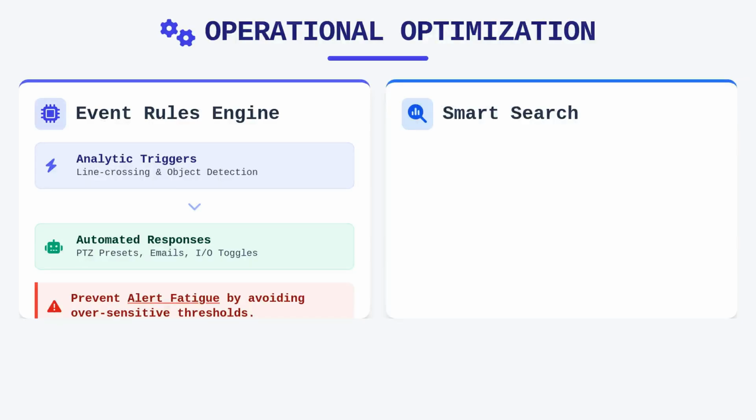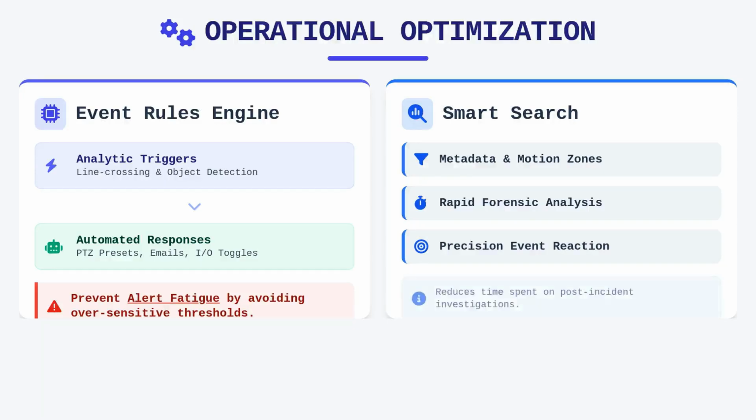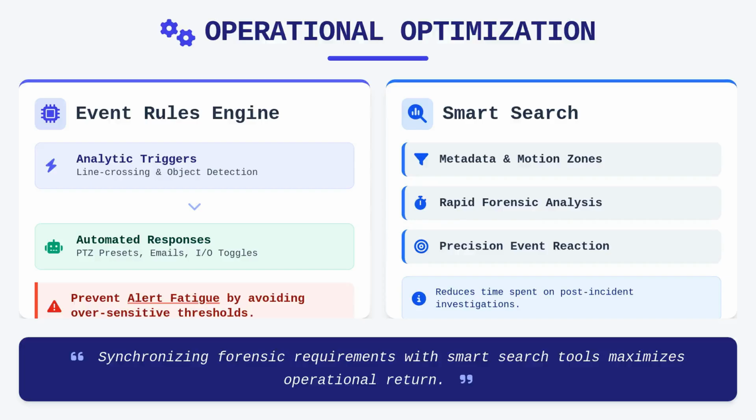Smart search functions complete the workflow by allowing you to quickly filter massive amounts of recorded data based on specific metadata or motion zones, which drastically reduces the time spent on post-incident forensic investigations. When you successfully synchronize your forensic requirements with the capabilities of the Smart Search tools, you enable your team to react with precision during sensitive events.